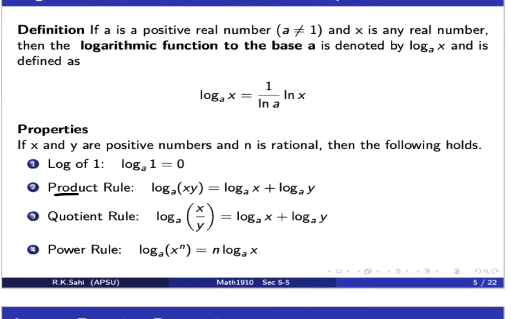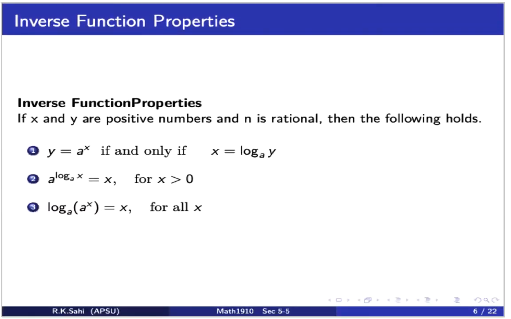A very important inverse function property, guys, is that y is equal to a to the power x if and only if x is equal to log of y to the base a. Once again, x and y are positive numbers, n is rational. Now, second property, a to the power log of x to the base a is x for all x strictly greater than 0. And log of a to the power x to the base a is basically x for all x.